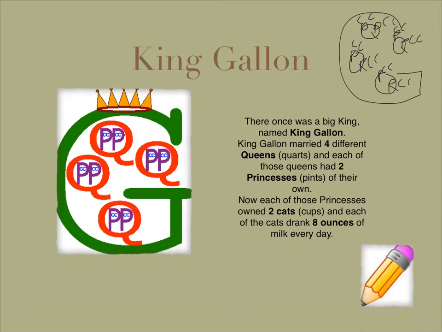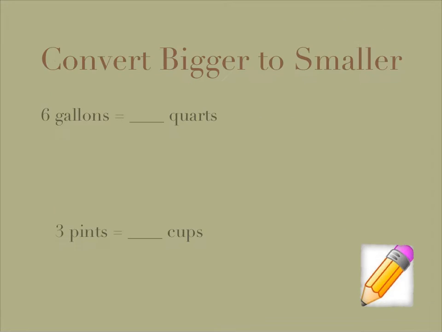Okay, so this is a really great visual, and I'm going to be using this throughout the video. I highly recommend that you draw this in your notebook and that you have this, because personally I like it a lot better than using the conversion chart on your FSA sheet. Alright, so we're going to start out by converting bigger to smaller.